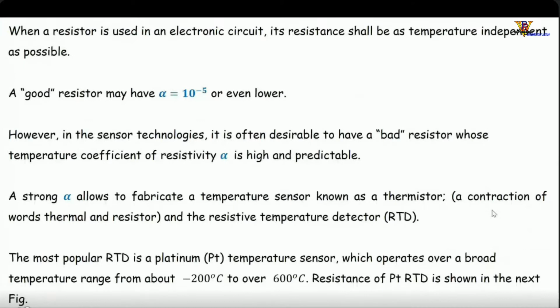So when a resistor is used in an electronic circuit, its resistance shall be as temperature independent as possible. That type of resistor we call a good resistor. So tungsten is always considered a good resistive material. A good resistor may have alpha, the temperature coefficient, of the order of 10 raised to power 5, or even lower, meaning its value should be negligible.